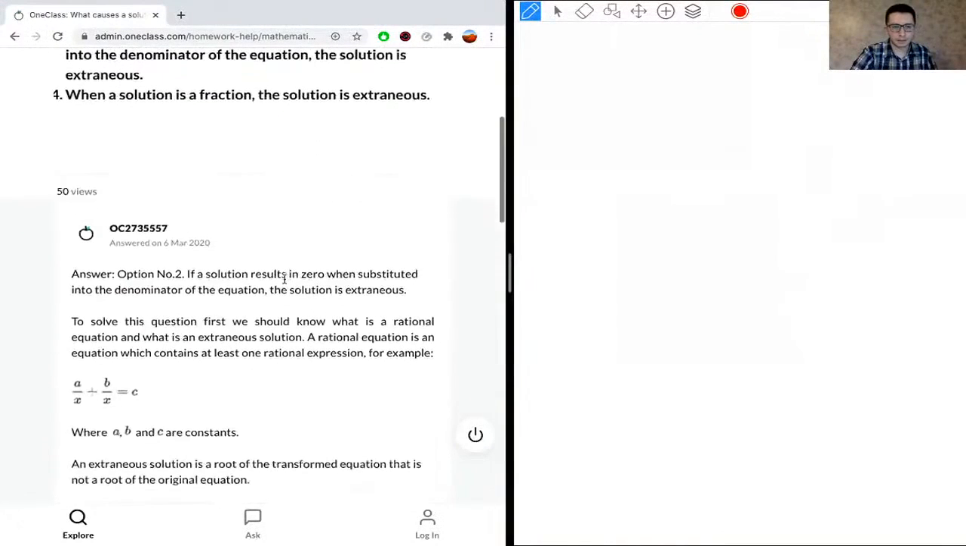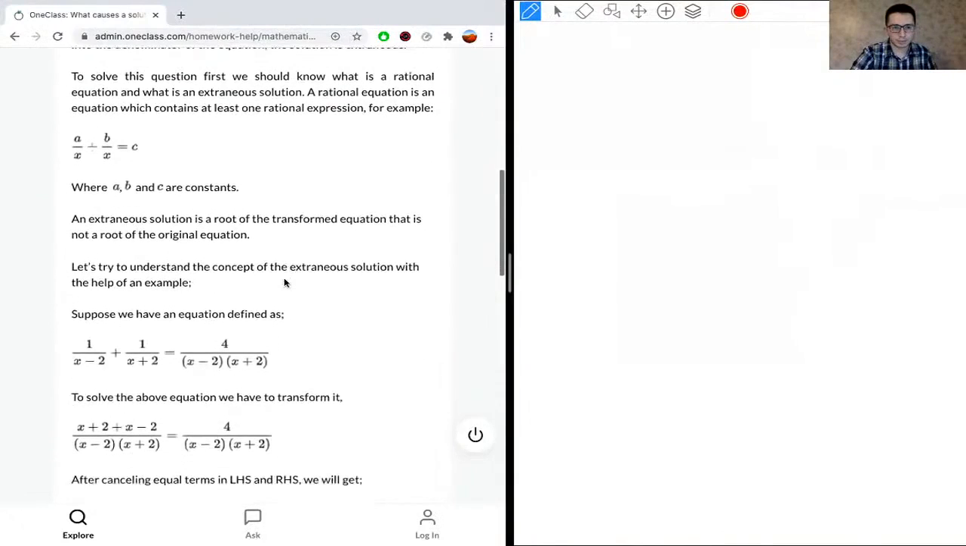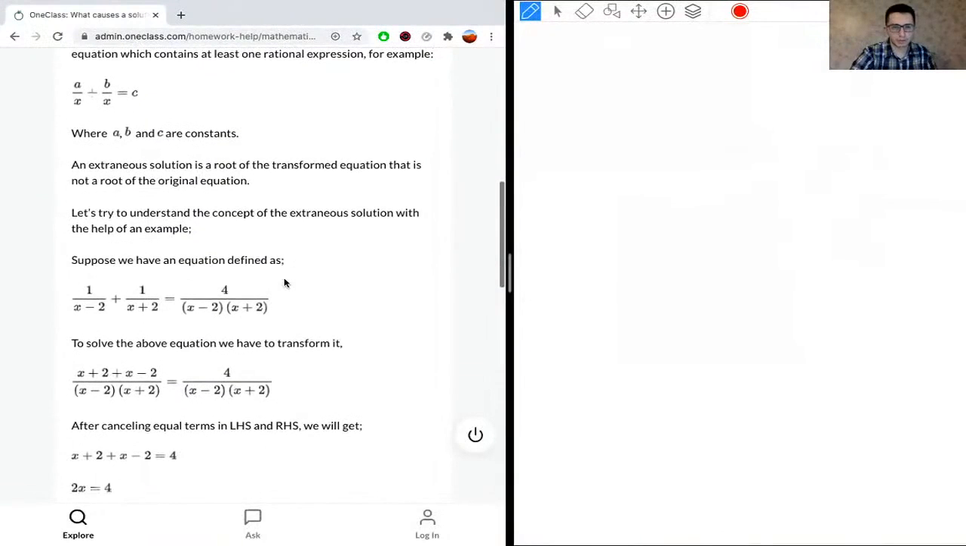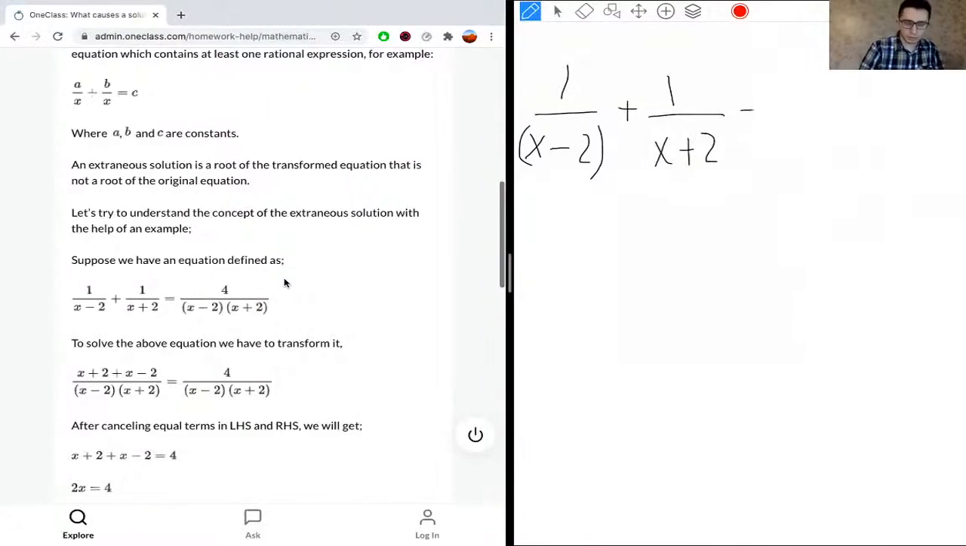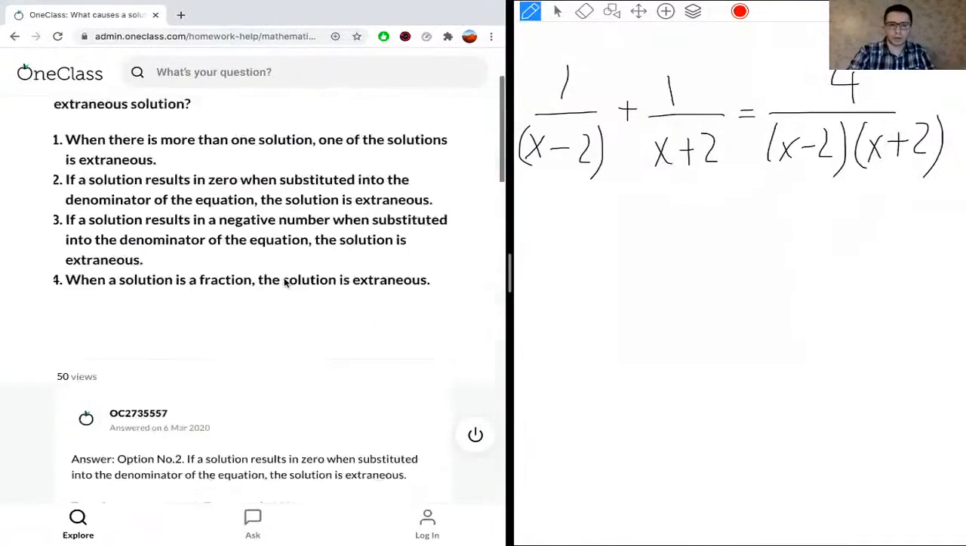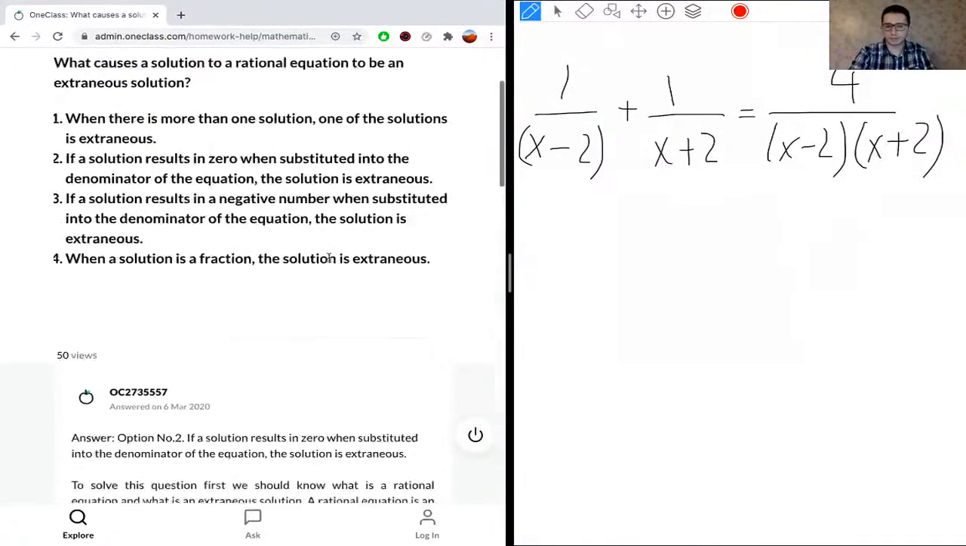And then here it goes through an example. So we'll take the example here and run through it to show you why. If we had 1 over x minus 2 plus 1 over x plus 2 equals 4 over x minus 2 times x plus 2. This will help us understand which option above is correct.